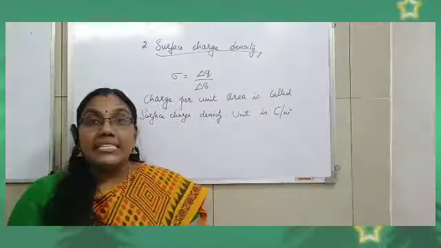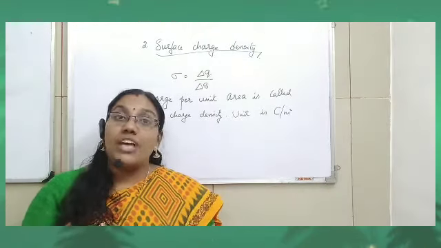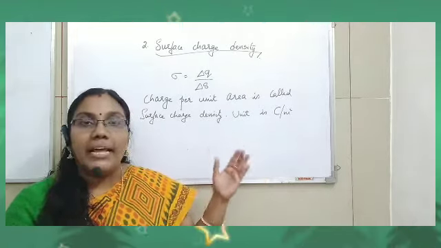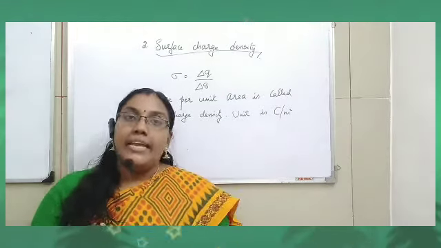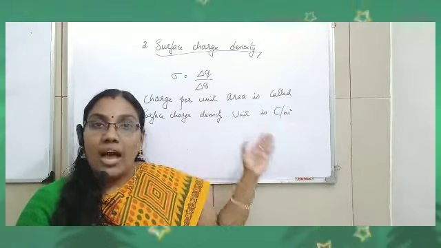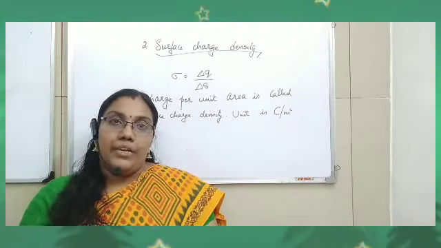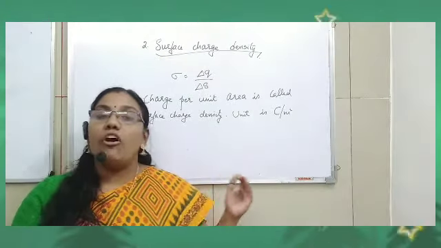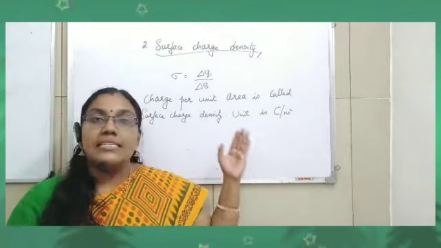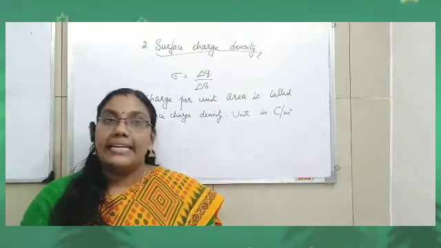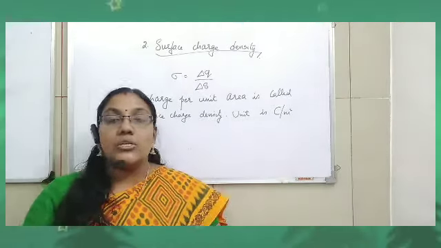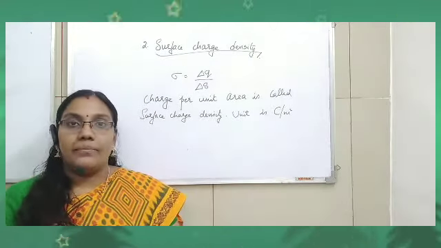Second one, we can study surface charge density. If charge distribution takes place over a two-dimensional area, then we can apply surface charge density. It is represented by the letter sigma, and surface charge density means charge per unit area. If delta Q charges are uniformly distributed on the surface of a thin area, then surface charge density is charge divided by area, delta Q divided by delta S. And its SI unit is Coulomb per meter square.